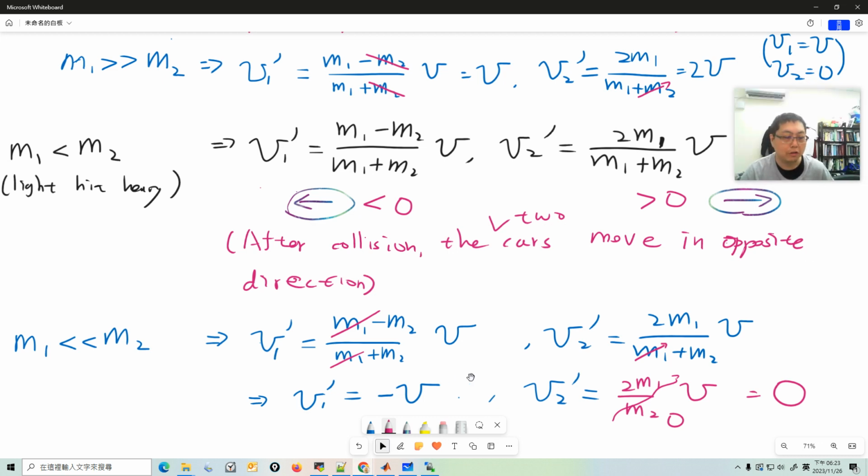So this is the discussion about the result of one-dimensional collision, and in the next video we'll do a little check about the motion of the center of mass. That will be a very easy check, but we'll demonstrate that in the next video. See you in the next video.